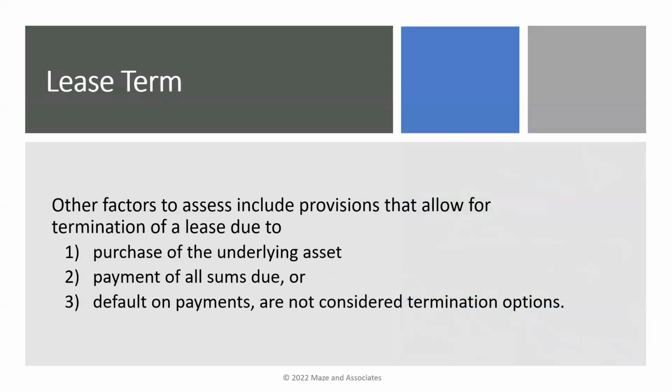So other factors to assess when you're looking at your lease term are the other factors that allow for termination, like the purchase of the underlying asset. If you're sure that you're going to purchase the asset at the end of the lease, then it's going to be recorded as a finance purchase, your normal, what used to be called the capital lease. Recorded as debt, record the capital asset. Termination for the payment of all sums due, or default on payments, are not considered termination options. That's not part of the termination on the default. If you're going to default, that's a whole different issue.